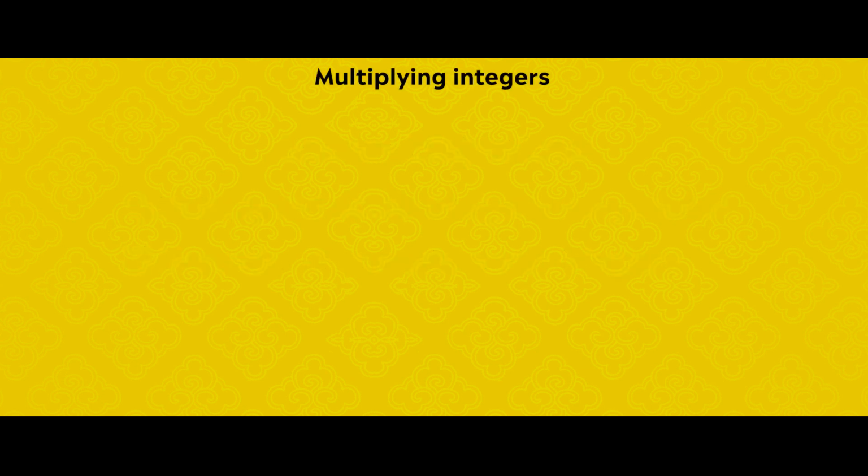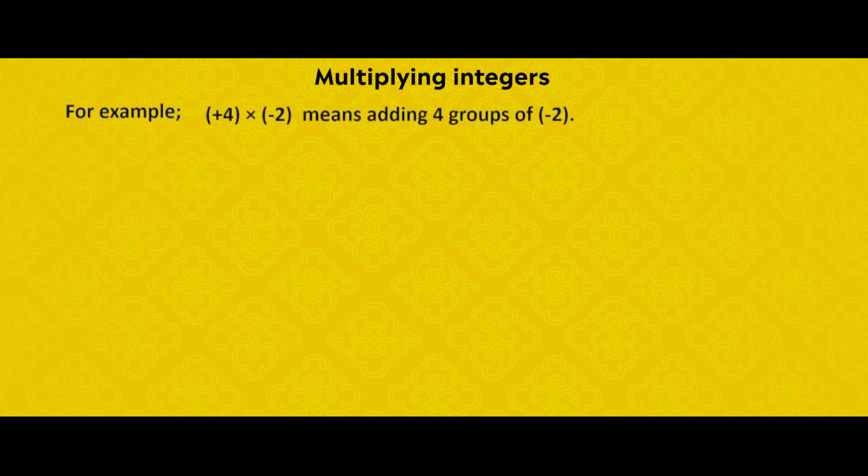Multiplying integers, for example, positive 4 times negative 2, that means adding 4 groups of negative 2. When we say multiplying, you always have to remember that multiplying is repeated addition. So let's use the idea of repeated addition with this multiplication. Positive 4 times negative 2, when we add repeatedly, becomes negative 2 plus negative 2 plus negative 2 plus negative 2. When we put this all together, we get negative 8.